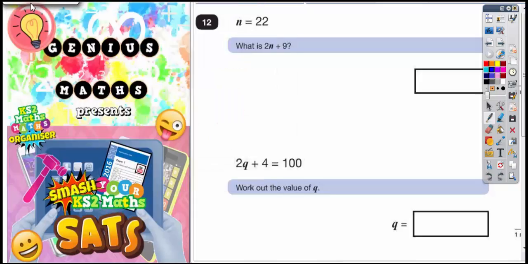Question 12. A little bit of algebra here and a little bit of problem solving. So let's have a look at the first part of the question. You are told that the value of the letter n is 22 and you're being asked for 2n plus 9.